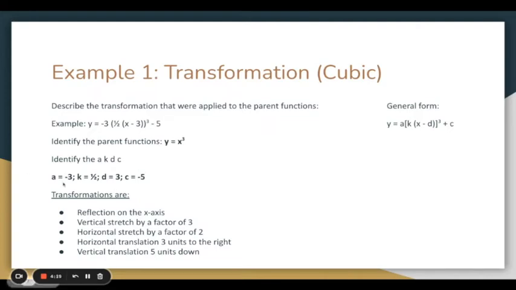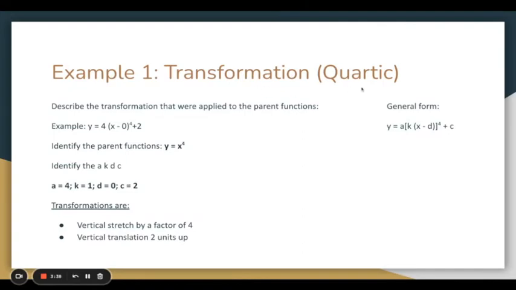Identifying the AKDC values: A is negative 3, K is 1 over 2, D is 3, and C is negative 5. So it is pretty simple and straightforward. We know that there's a reflection on the x-axis, vertical stretch by a factor of 3, horizontal stretch by a factor of 2, horizontal translation 3 units to the right, and last, vertical translation 5 units down. So we can see this is for A, this is for K, this is for D, and this is for C.